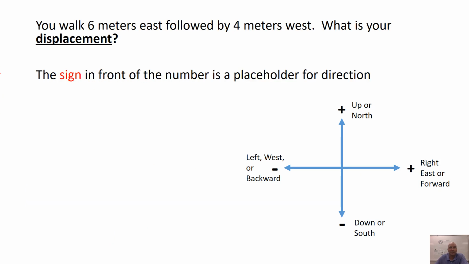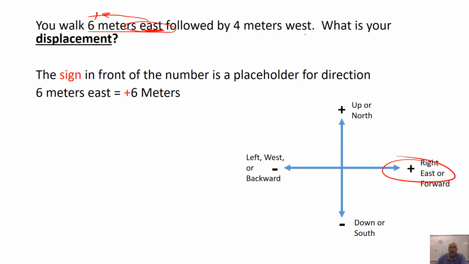So let's go ahead and take this information right here. You get 6 meters east. We're going to turn this into a placeholder, and we're going to call this a positive 6 because we went east, so that's for the east. And then we went 4 meters west, and we're going to make that a negative 4. That's going to be the placeholder for west. So the sign in front of the number is a placeholder for direction.